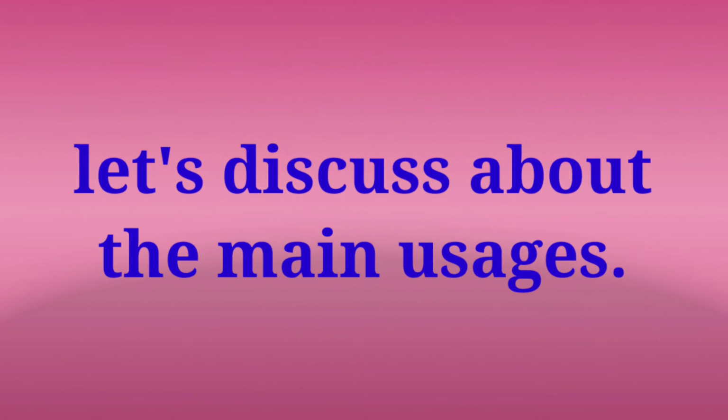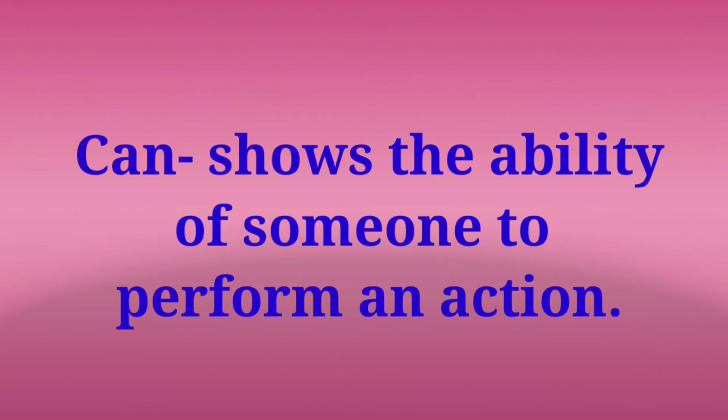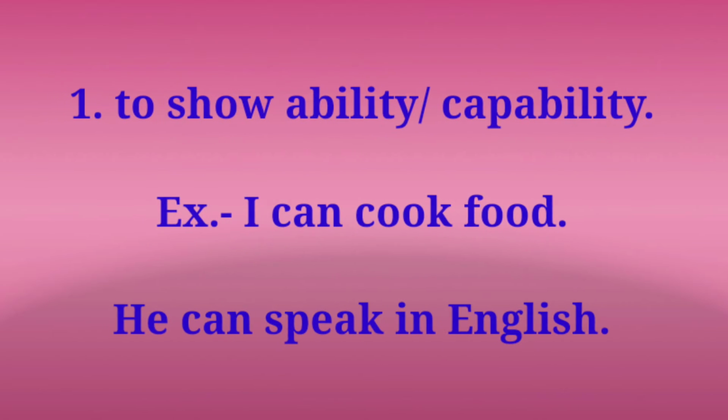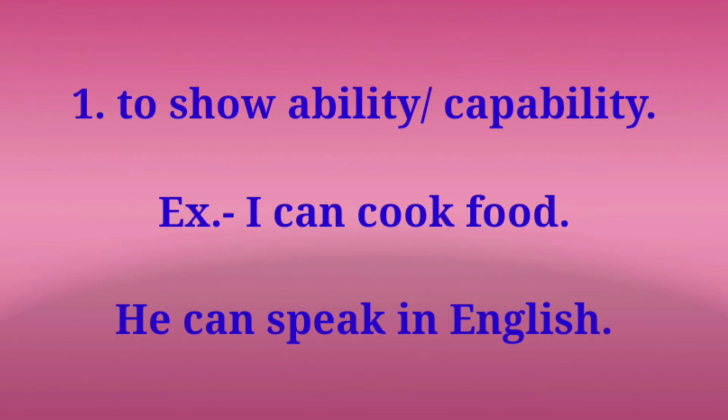Now let's discuss the main usages. Can shows the ability of someone to perform an action. It shows ability and capability. For example, I can cook food, or he can speak in English. In both these sentences we are talking about the ability or capability of a person: the first person can cook food, and the second person has proficiency in the English language, he can speak in English.